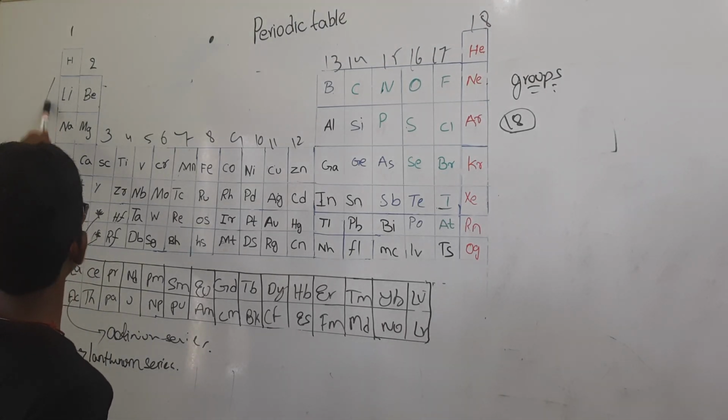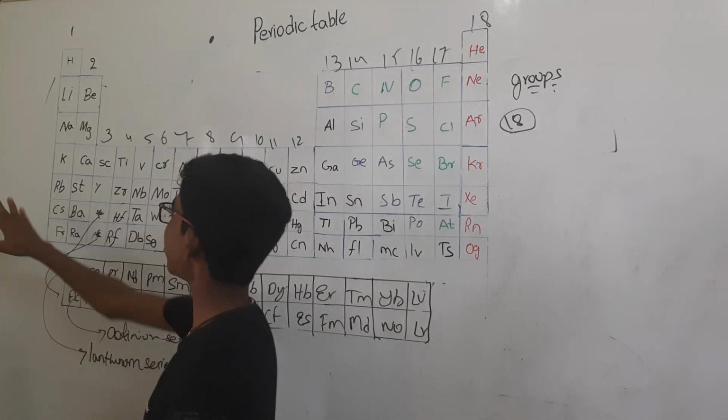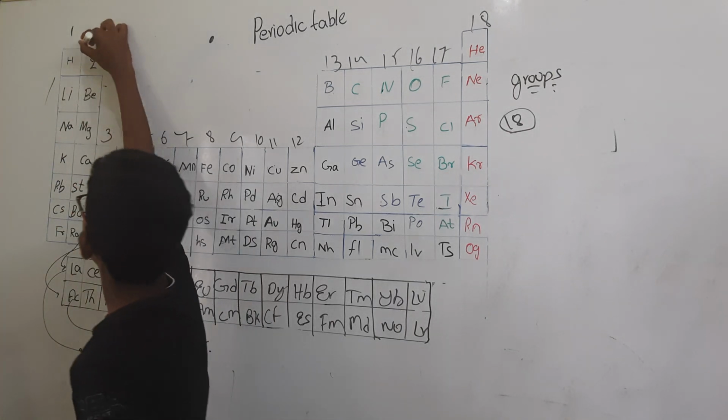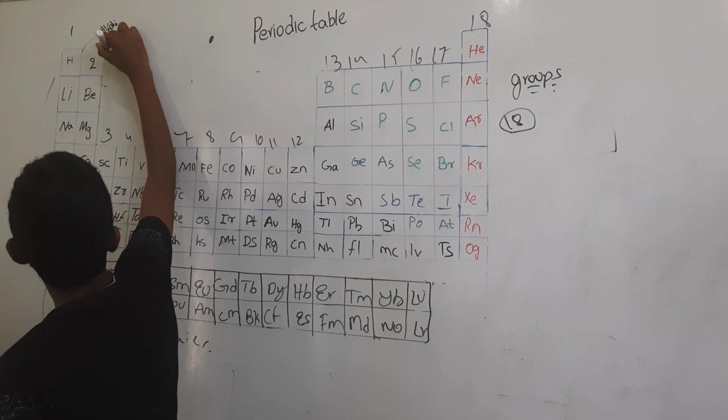First, let's take this period. In this period, all the elements are metals. In the first group, these are alkali metals.